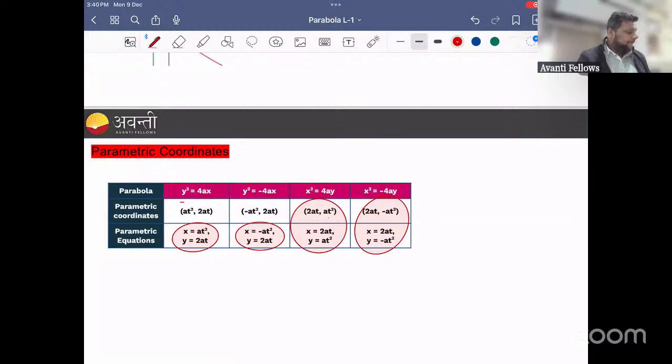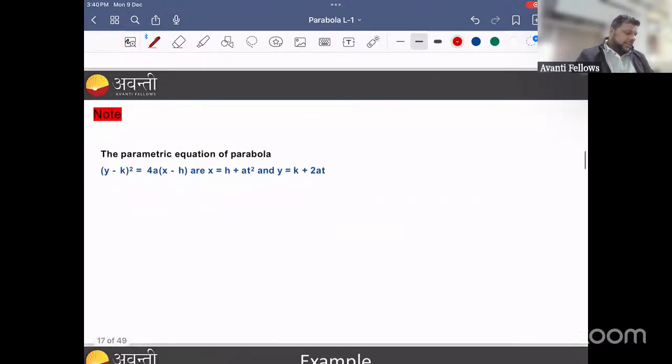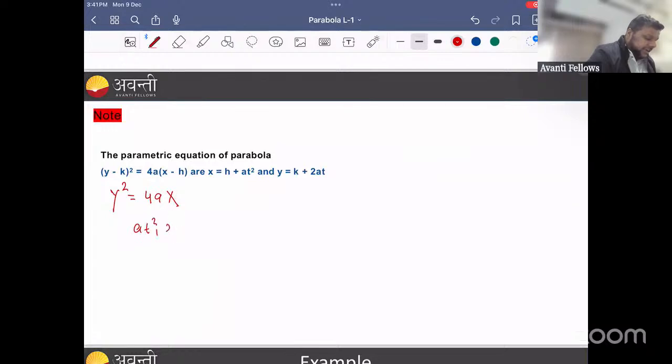Got it? These are the parametric coordinates. Now, the parametric equation of the parabola: y minus k whole square is 4a times x minus h. Again, the same thing. If you substitute, this is going to be y square equals 4ax. Parametric for this one will be (at square, 2at). So for this one, x equals h plus at square and y equals k plus 2at.